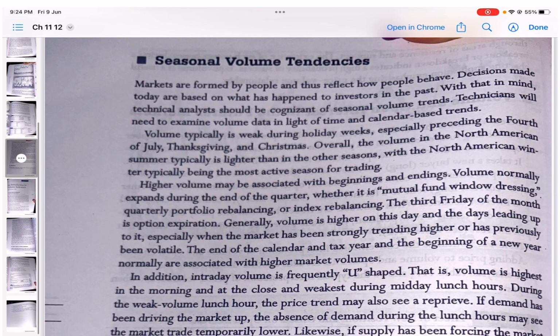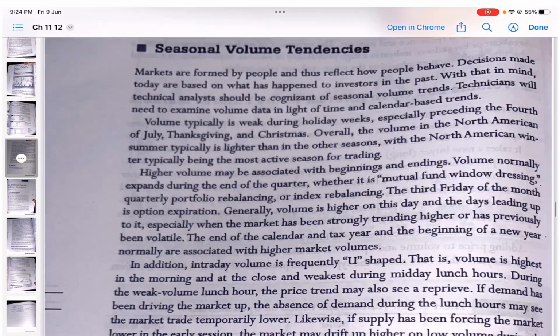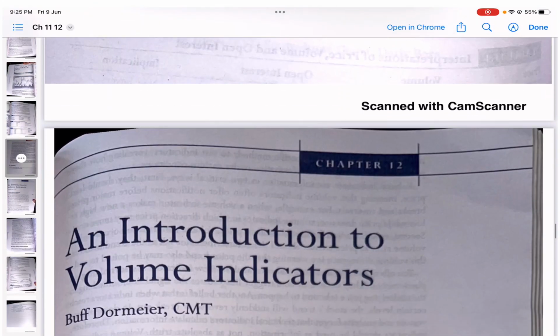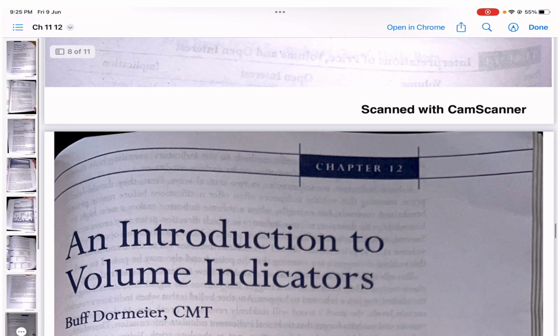Seasonal volume tendencies. You can pause it and read it by yourself. They are basically showing us when the volume is high and when the volume is low. According to the seasons, sometimes the volume increases, and in holidays the volumes are low, and so on. So that is it with my chapter number 11, which was volume, the technician's description device. So I hope all this was clear.